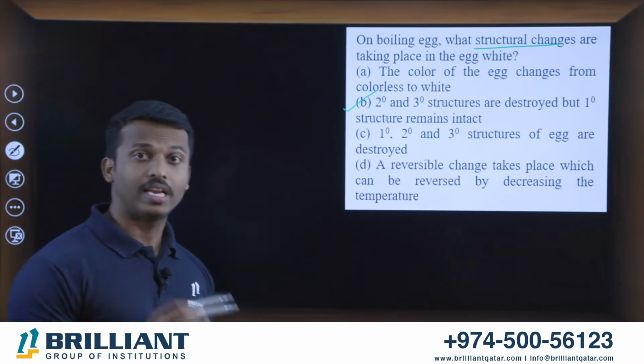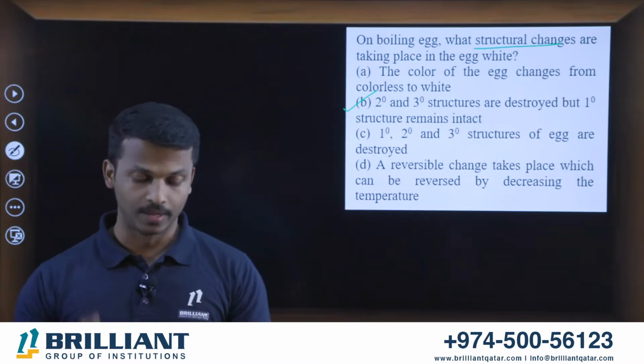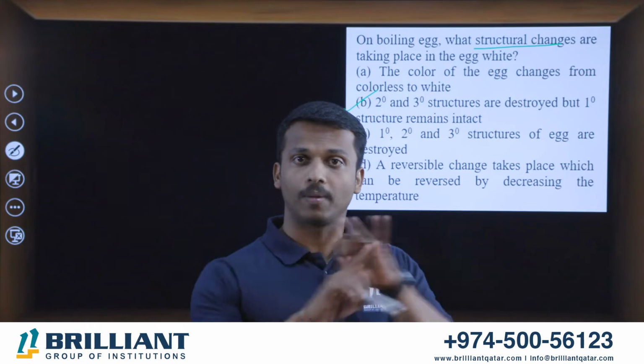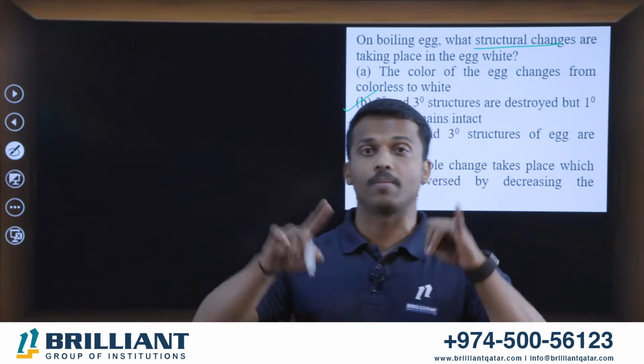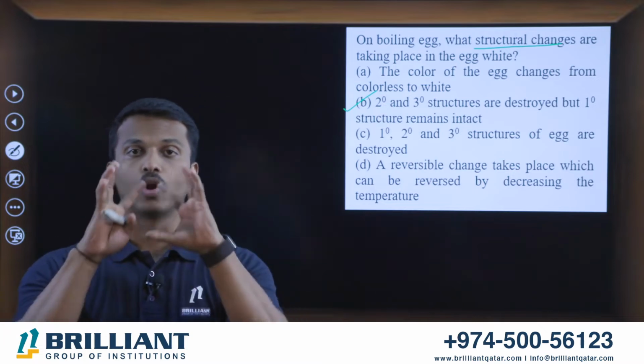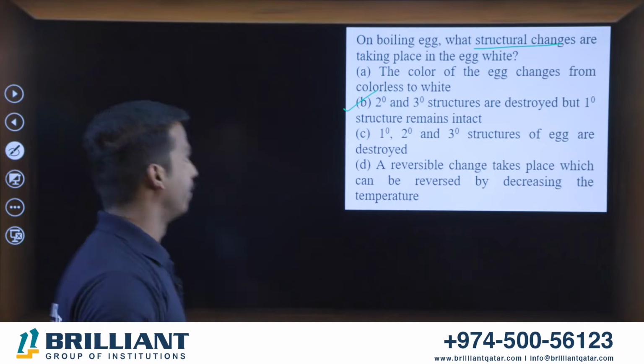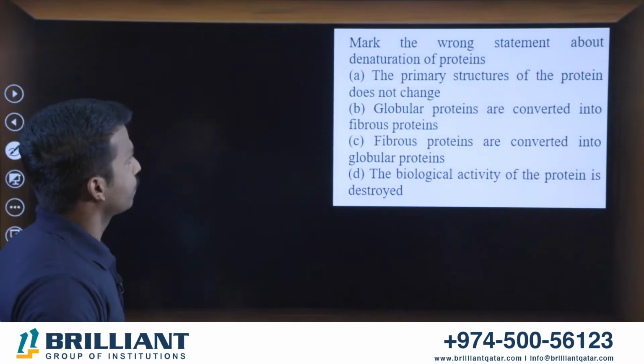Alright, so during denaturation, what all things are happening that we have to know very well. Secondary and tertiary structure completely disturbed, primary structure remains intact, and biological activity is lost. The globular protein gets unfolded, converted to fibrous protein. Alright, next question, all of you.